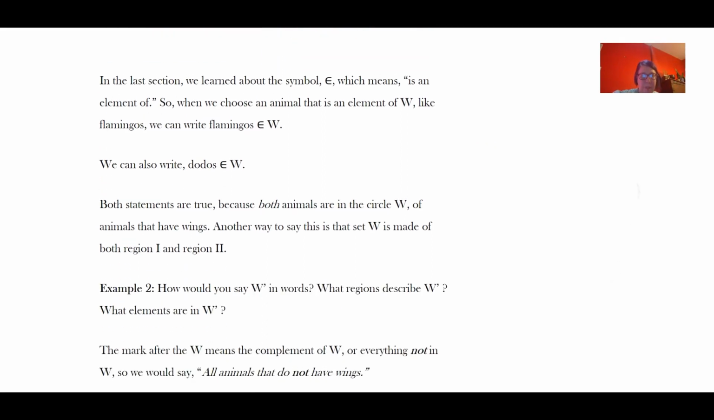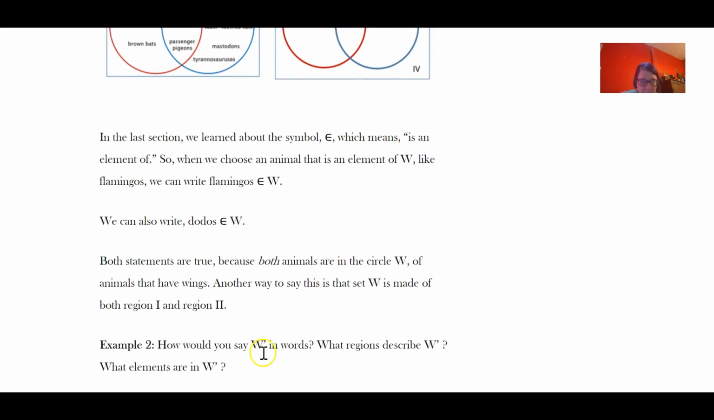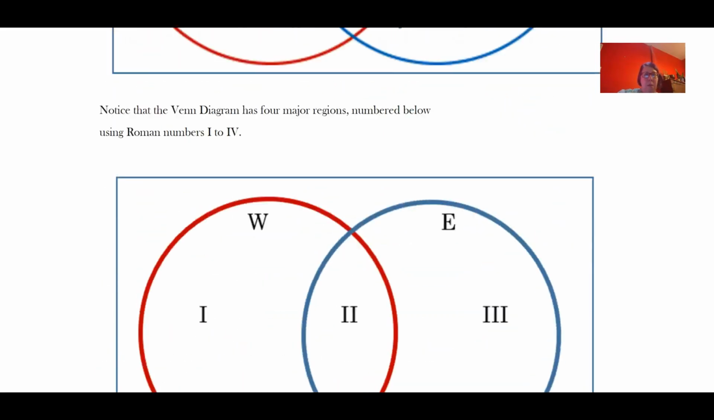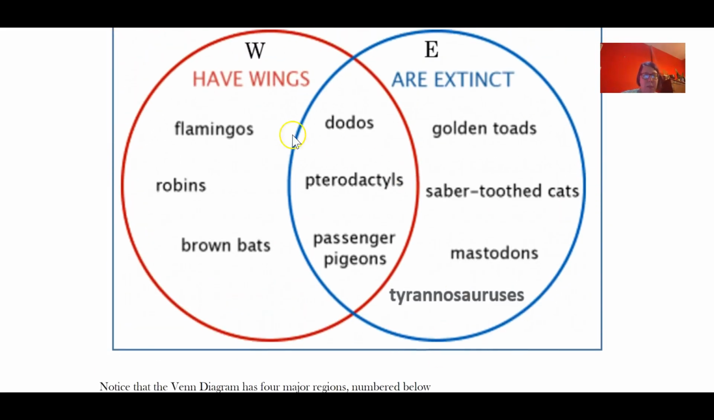Okay, next question. How would you say this W with a little quote mark? Usually it's a straight quote mark. Maybe I'll try to change it to a straight quote mark next time. But a quote mark basically, and what regions are described in that, and what are the elements? So that little funny quote mark or tick mark means the complement, everything not in W. So remember, W is ones that have wings, right? All of these different ones that have wings. So if you say W with a tick mark in it, it means all of the animals that don't have wings, which are all of these animals out here, and also if there were any in here.